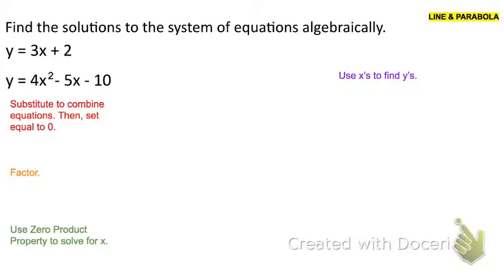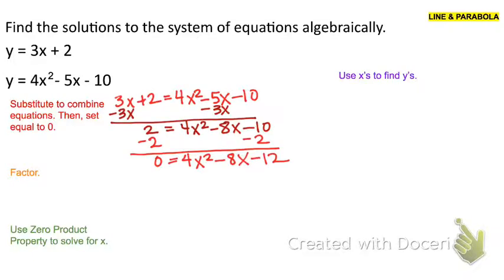Here we're asked to find the solutions to a system of equations algebraically, and we're given an equation of a line and an equation of a parabola. Since they're both set equal to y, we can substitute and combine them together because if this equals y and this equals y, they must equal each other. Before we can solve for x, we need to have this entire quadratic equation over on one side and have it set equal to 0.